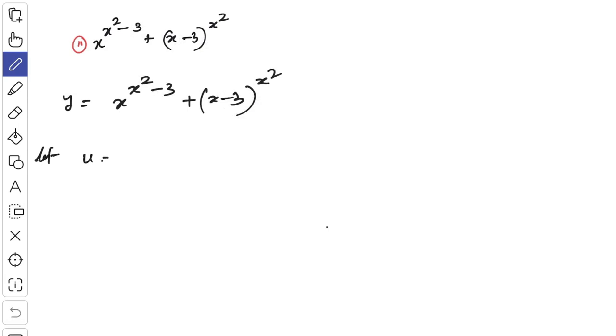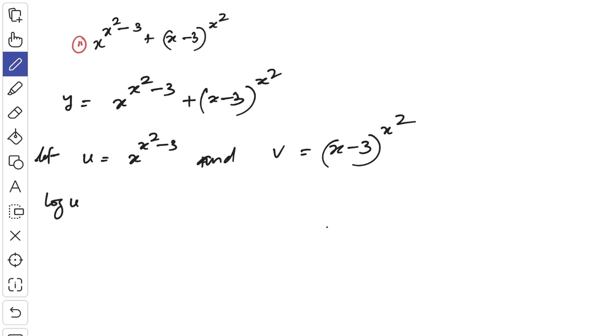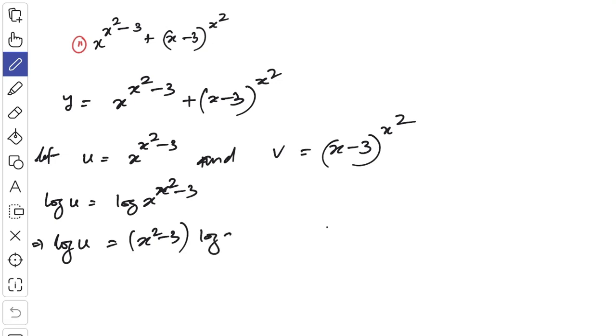Now let u be equal to x to the power x square minus 3, and v be equal to (x minus 3) whole to the power x square. Now let us solve these two separately. Taking log of u will be equal to log of x to the power x square minus 3. So this can be written as log u equals (x square minus 3) into log x. Now consider this one as u and this one as v. Now apply the product rule.